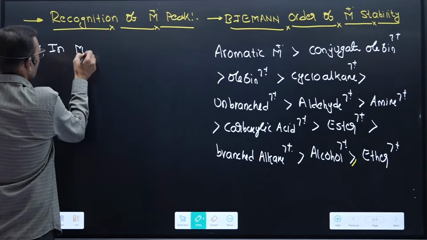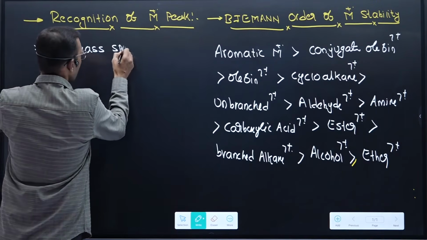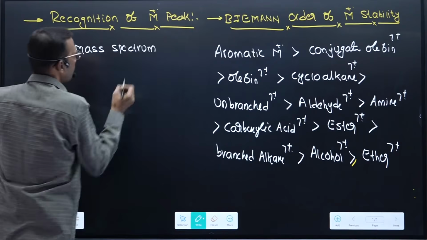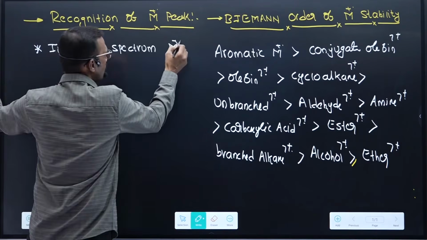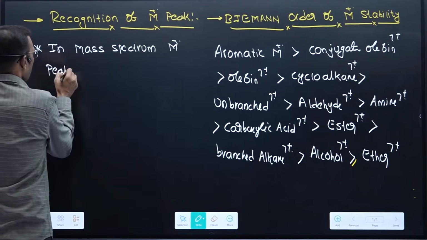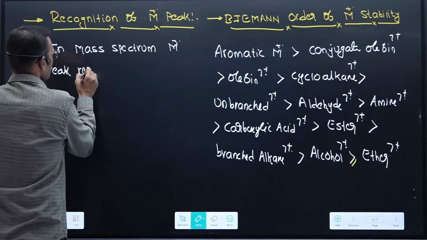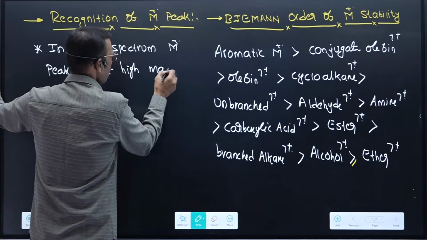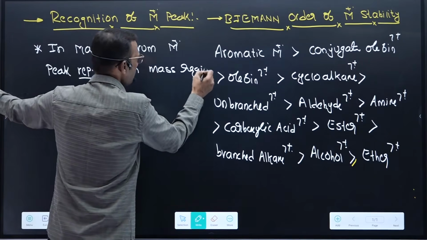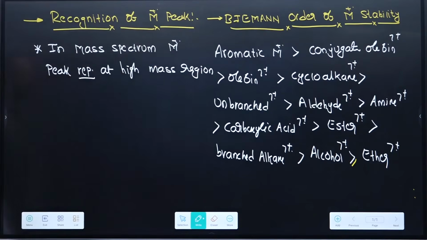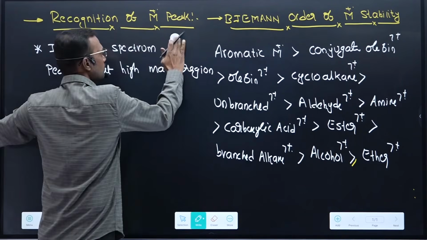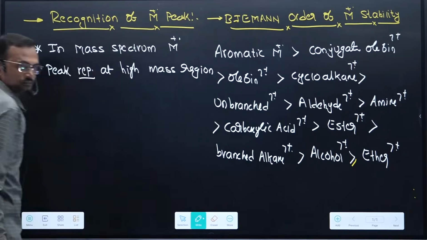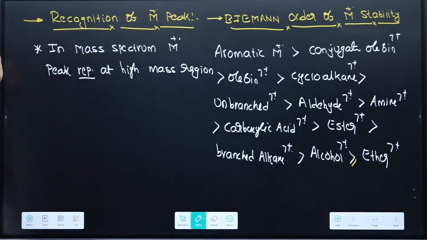Write down. In a mass spectrum, the molecular ion peak is represented at the high mass region.